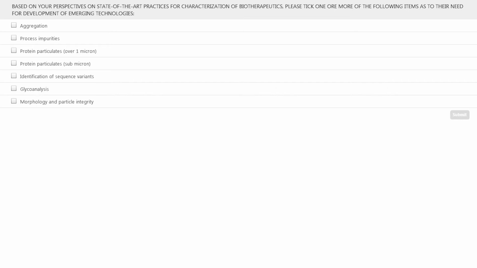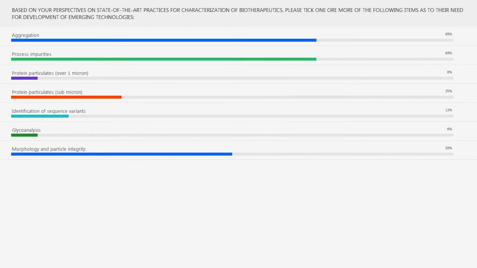So that's between aggregation, process impurities, protein particulates over 1 micron, protein particulates submicron, identification of sequence variants, glycoanalysis, or morphology and particle integrity. So I will now go to the results. So here we can see a split between aggregation and process impurities at 68.8%, and then quite a varied response from the rest of the answers. So thank you very much, everybody, for your input in the polling questions. I will now hand over to Martin to continue the presentation.